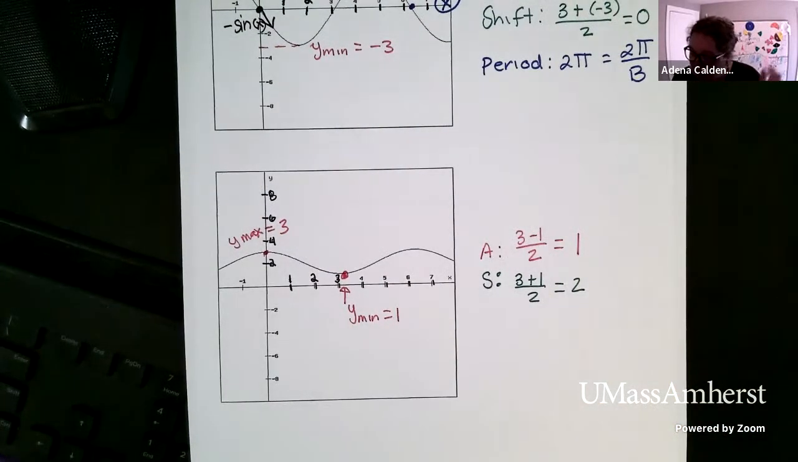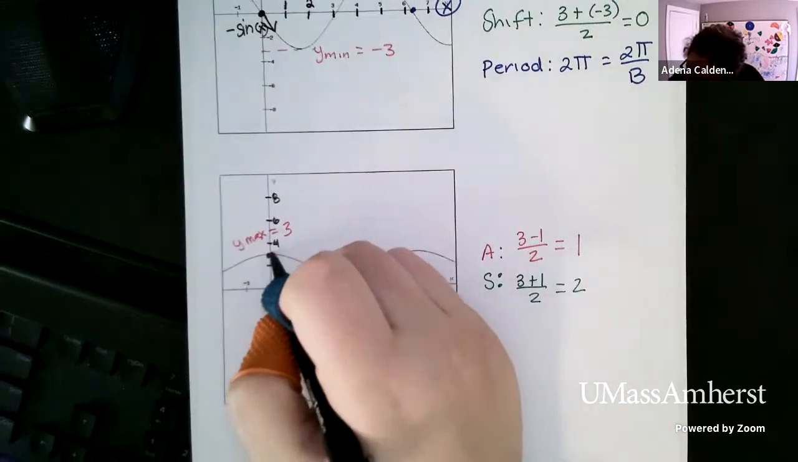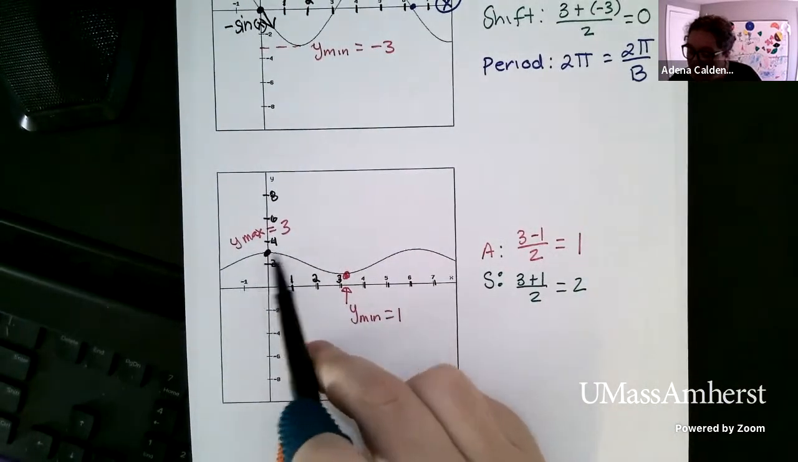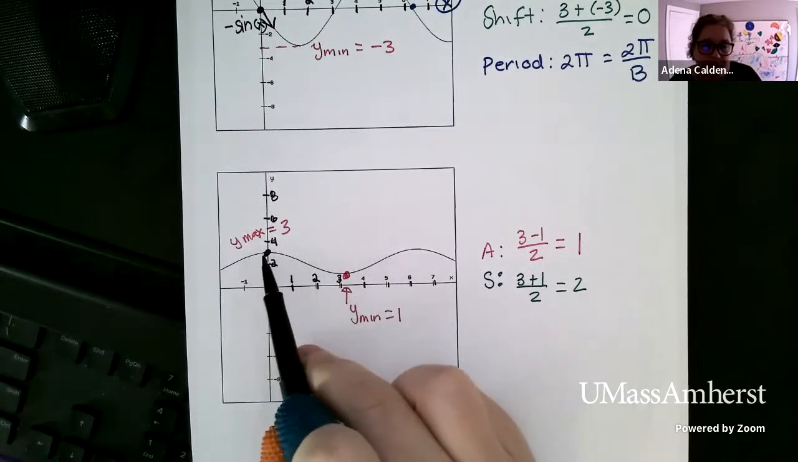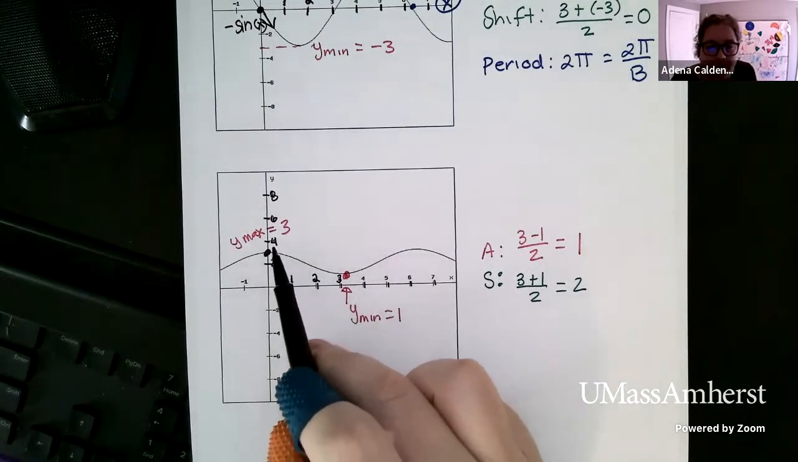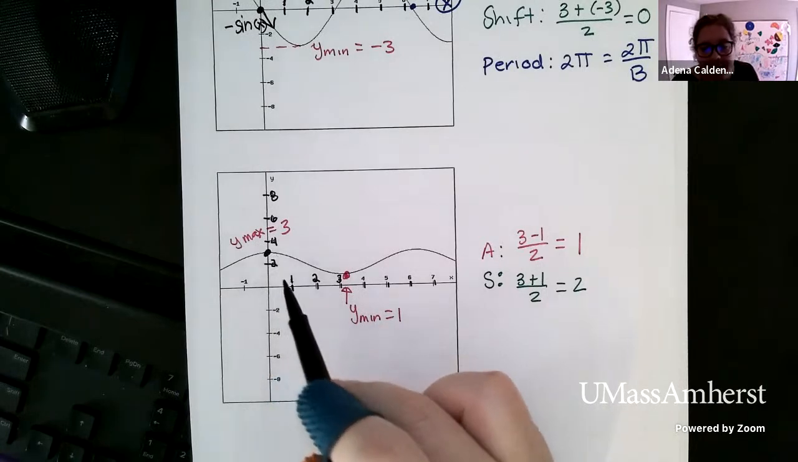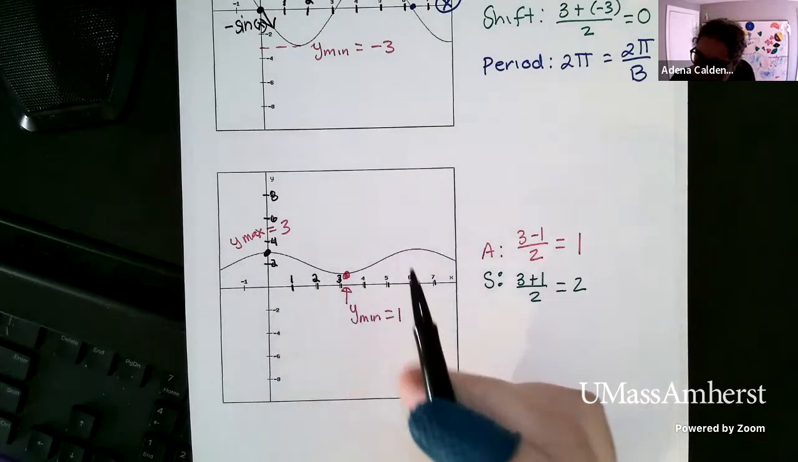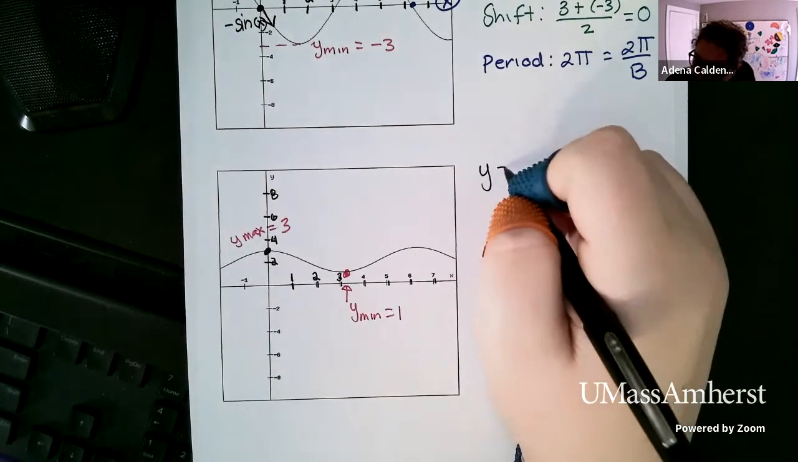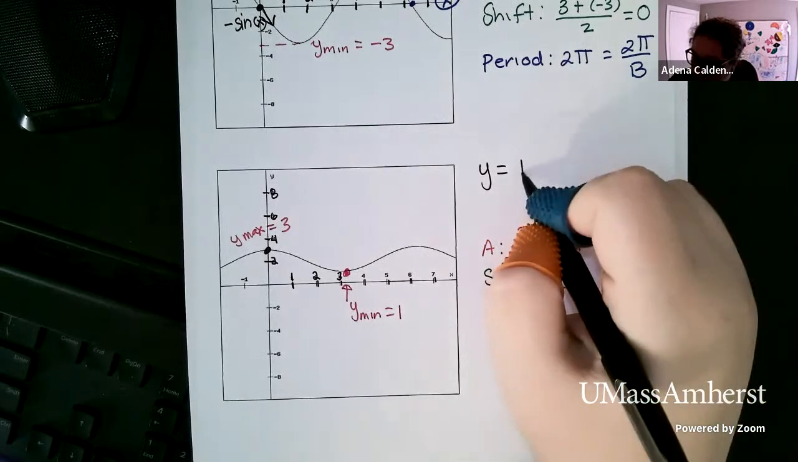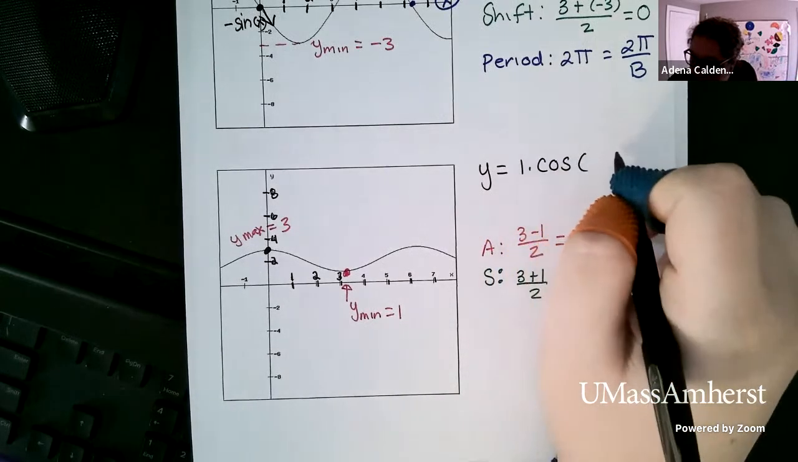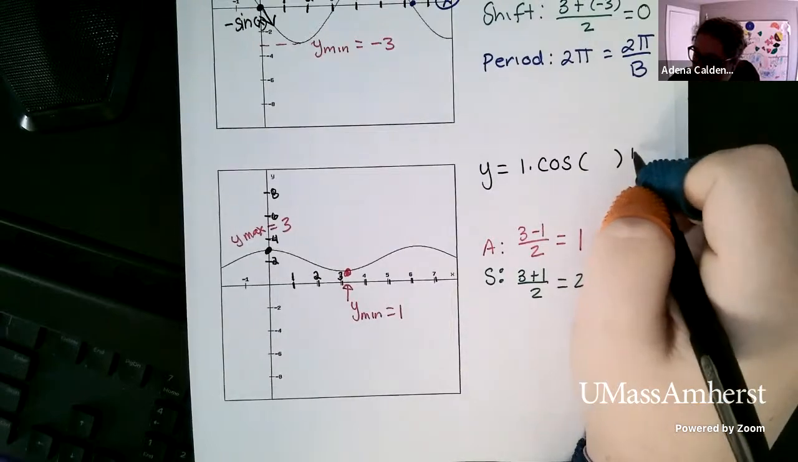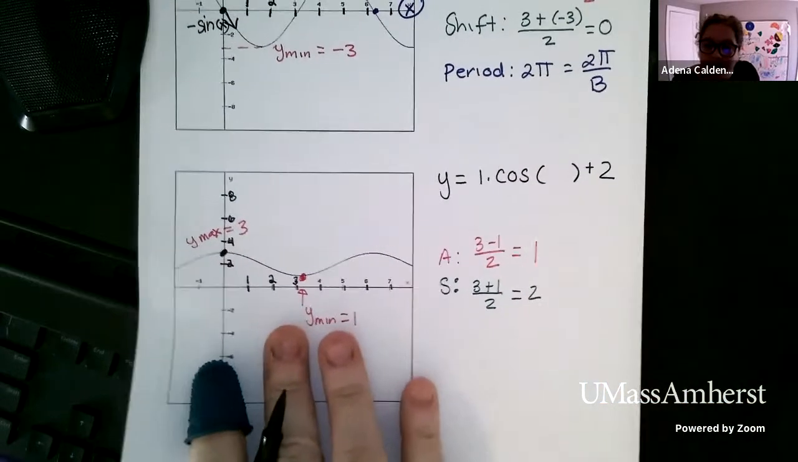Okay. So once I have my amplitude and shift, that's typically when I try to figure out, am I dealing in sine or cosine? So I go to 0, I go up to the graph, and I notice that I'm at a maximum, right? I'm right at the top of one of these hills. So when I'm at a maximum here, that tells me I'm dealing in positive cosine. If I was at a minimum, it would be negative cosine. So I start to put together my model. So y equals 1 cosine. I haven't done the period yet, but I know at the end, I'm going to have a +2 from the shift.